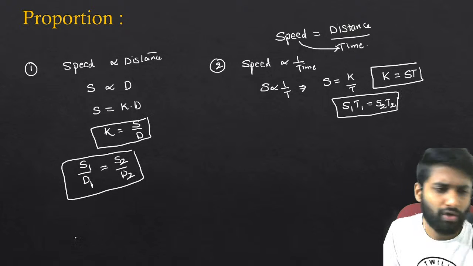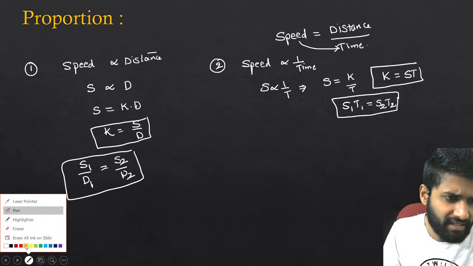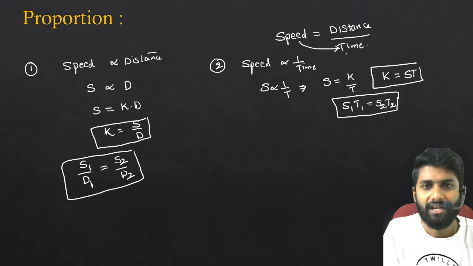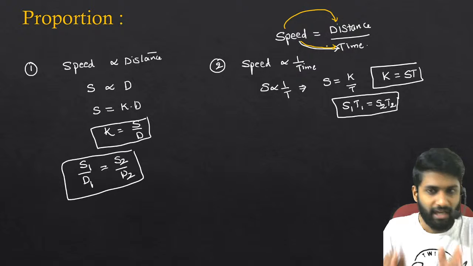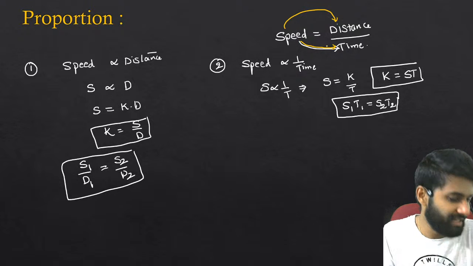But here, don't go with any of this theory. Just observe. What is the observation? See, guys, speed and distance are directly proportional, speed and time are inversely proportional. If you know this particular part, then you can easily solve the questions.